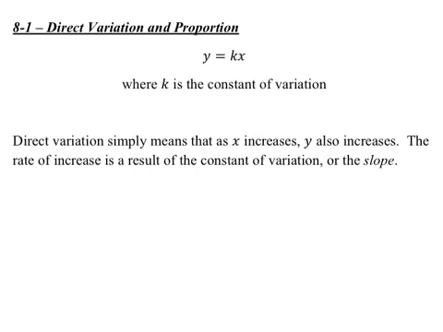increases. And the formula that we're going to use today is y equals kx, where k is the constant of variation. In a minute, we're going to also call it the slope. Because if you think about it, this is like y equals mx plus b, but there's no b value here. So direct variation, again, as x increases, y also increases. Let's take a look at it.